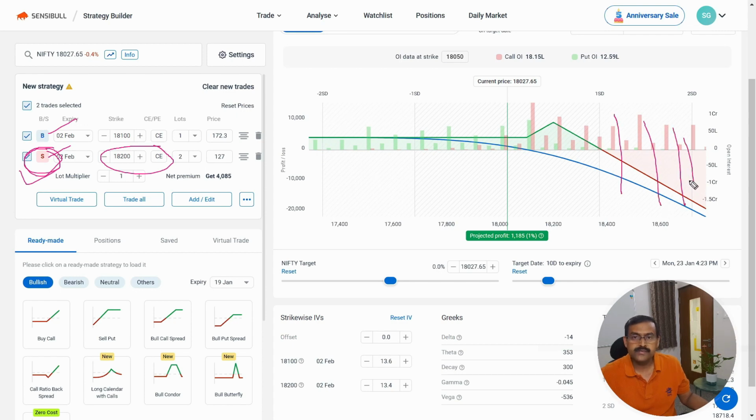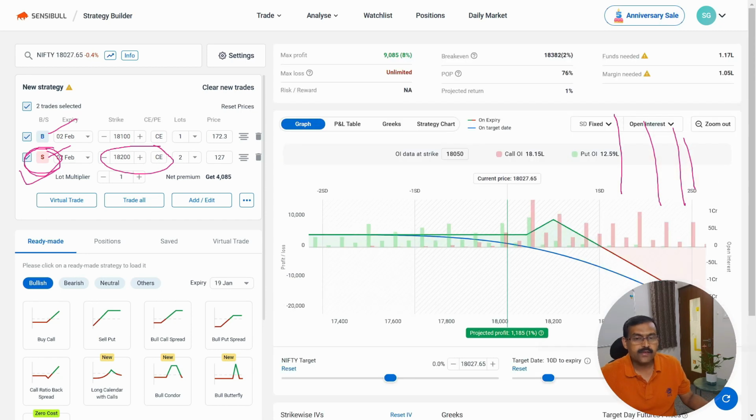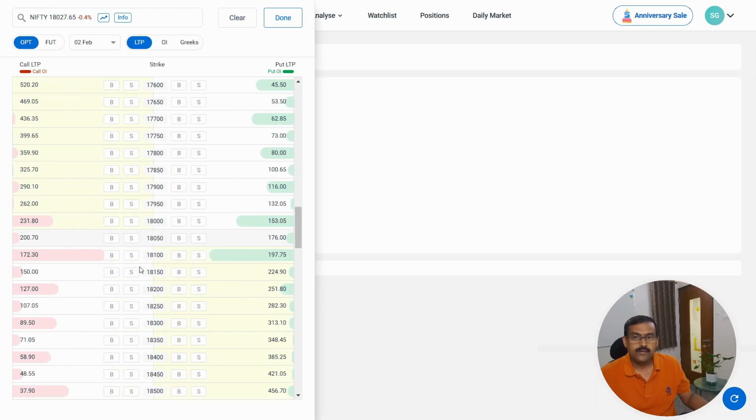So that is why these ratio spreads are unlimited loss strategies. We need to be careful in choosing the strikes and also the amount of credit that you want to take. So this is the call credit spread. Similarly, we can create a put credit spread when the market is expected to go up.